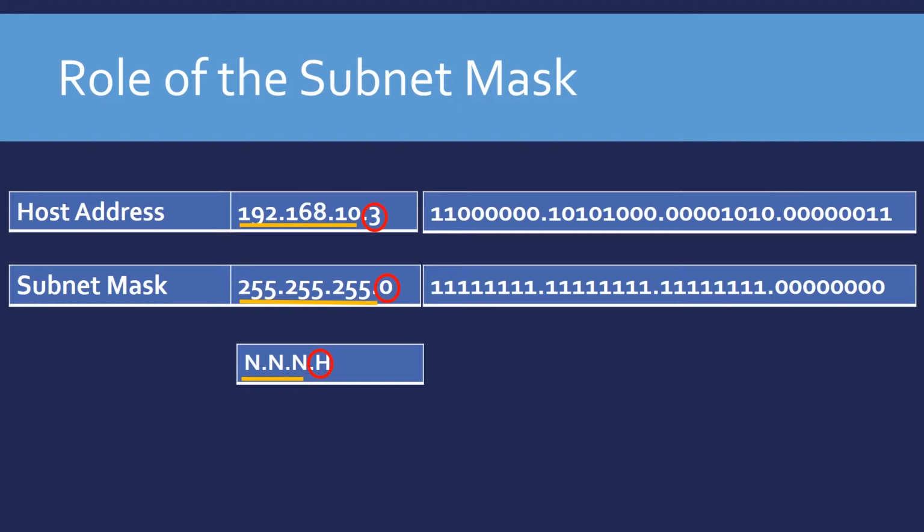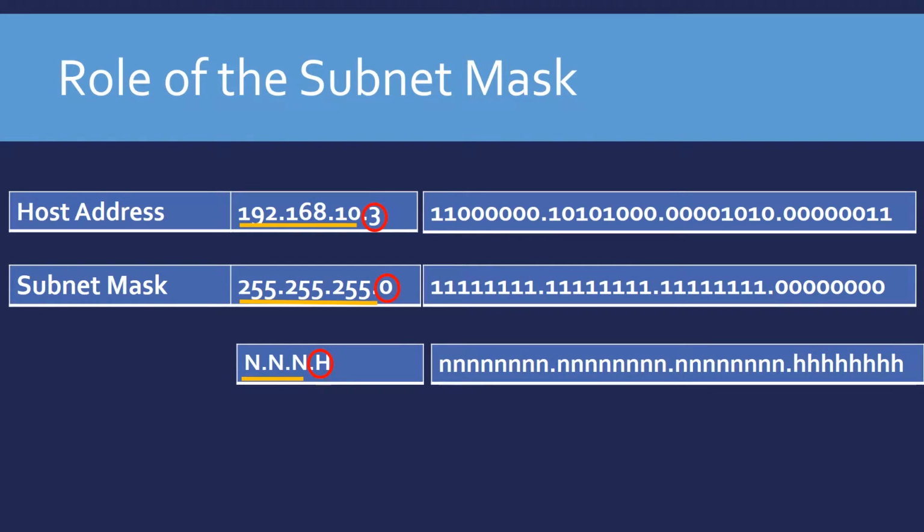Similarly, if I write out the address in binary, a 1 in the binary subnet mask corresponds to the network portion. The zeros in the subnet mask correspond to the host portion of the IP address. In this example, the network portion is the first 3 octets. The host portion is the final octet. So the host portion has 8 bits. The network portion is 24 bits.